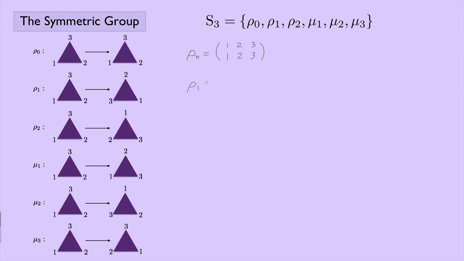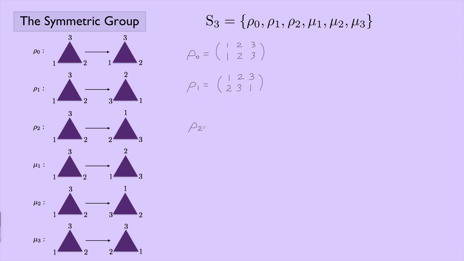How about row 1? That was the rotation. So we start with the 1, 2, and 3 up top, and now we ask, okay, what happened to each of these things? So where did 1 go? Well, 1 went to where 2 was. You see now it's where the 2 was before. So 1 went to where 2 was. 2 went to where 3 was. And 3 went to where 1 was.